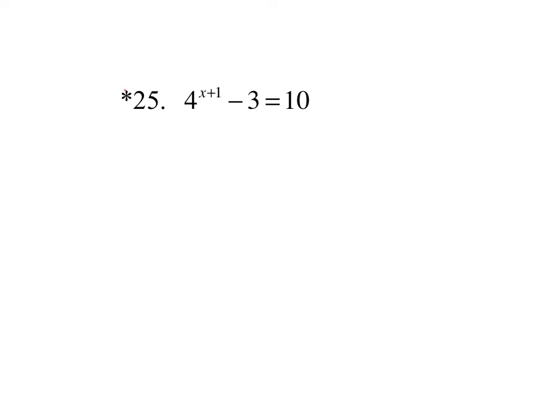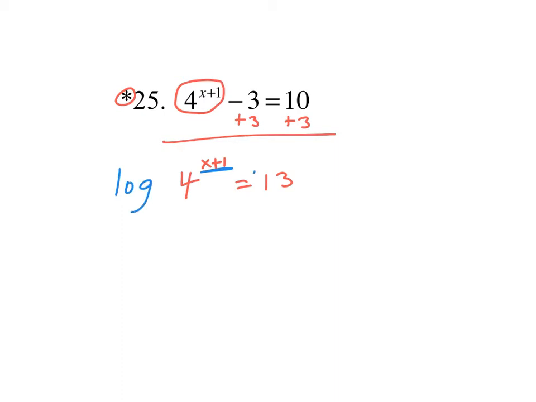Number 25 has that asterisk. It's a calculator problem. So to solve this, whenever you have that exponential part, you want to get that by itself. So you add 3 on both sides. You get 4 to the x plus 1 equals 13. And right here, we're trying to undo the exponentiation. We're trying to bring down the x plus 1. So you have to take the log of both sides.